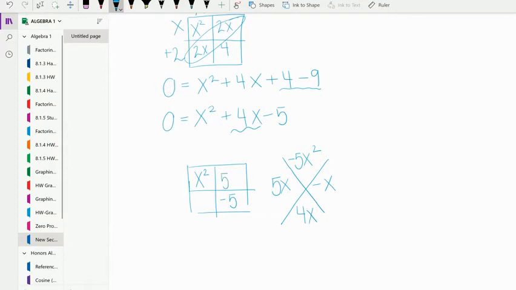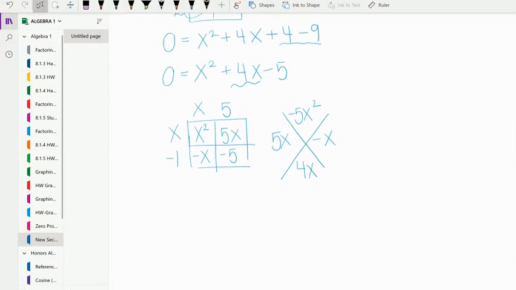So I take those numbers, or factors, and I place them in the boxes, and then I come up with the edges. So I get x times 5 is 5x, and x times -1 is -x. And that makes sense because 5 times -1 is -5. So then I take my factors, x plus 5, x minus 1, and set them equal to 0.